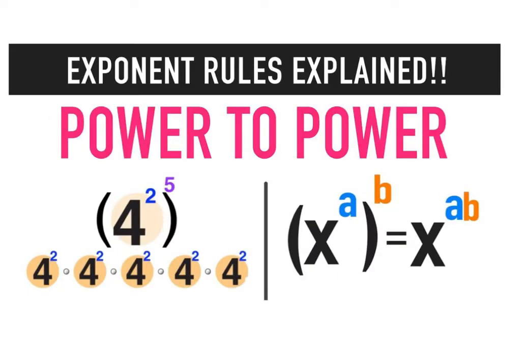So again, power to a power is when we have a number or letter raised to a power, and then on the outside parentheses, we're raising that to another power. We would take the two exponents and multiply them together. So a times b, whatever those numbers may be. This should be written down in order to help you complete your assignment.